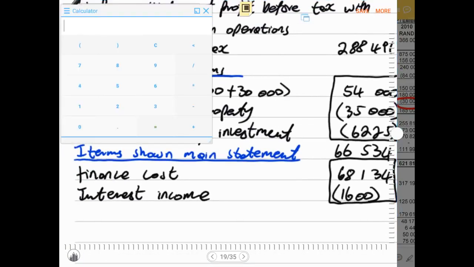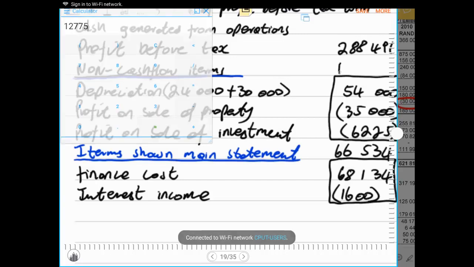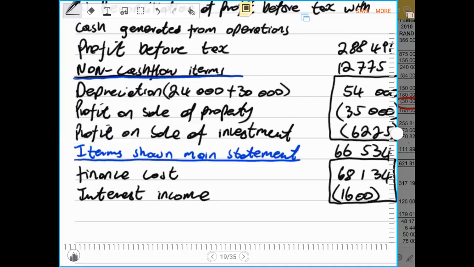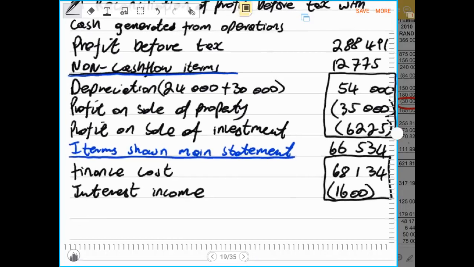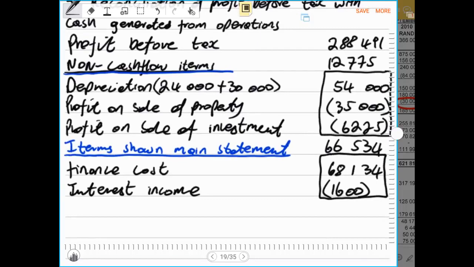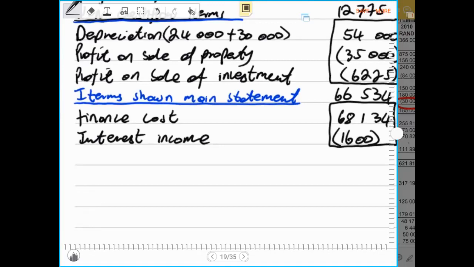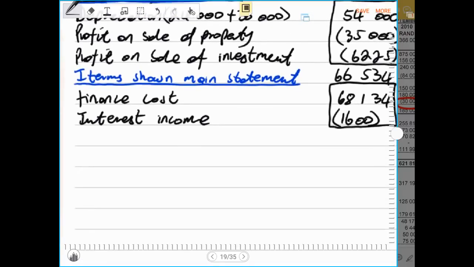Therefore now depreciation of 54,000, which was positive, minus 35,000 profit on sale of property, minus 6,225 profit on sale of investment. And this will give us the total of non-cash items as 12,775. That will be the non-cash flow items, 12,775. Then now we go to the last interesting part of the reconciliation note.